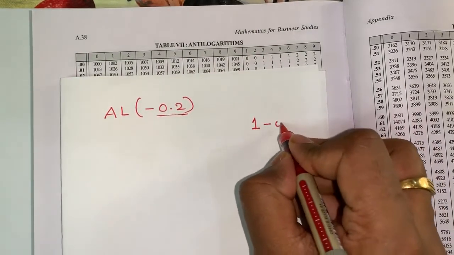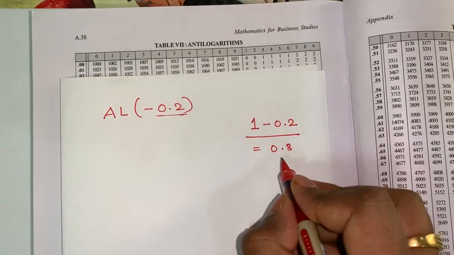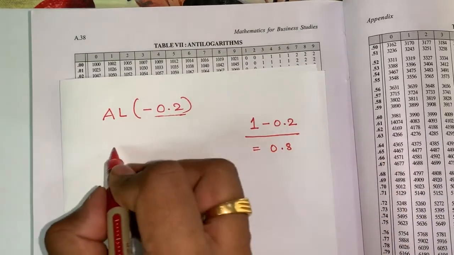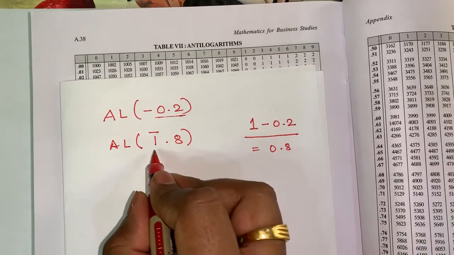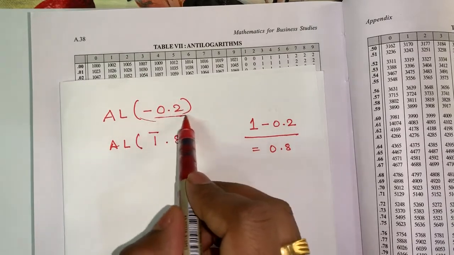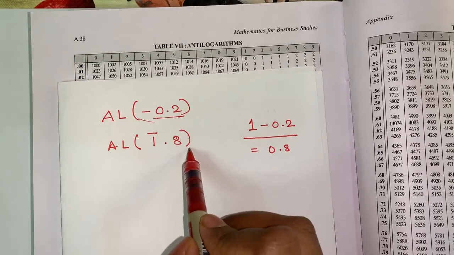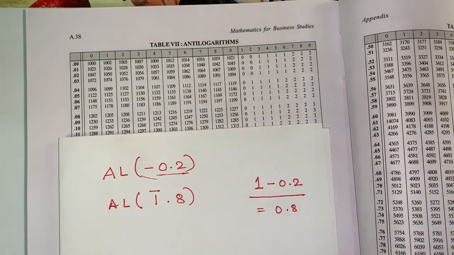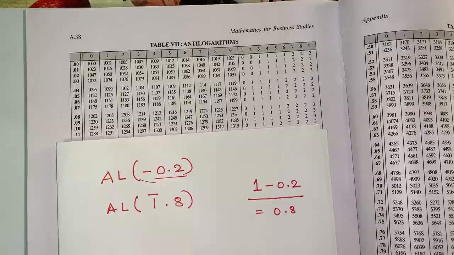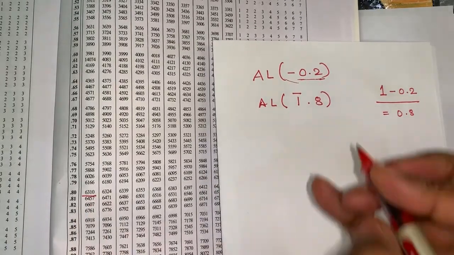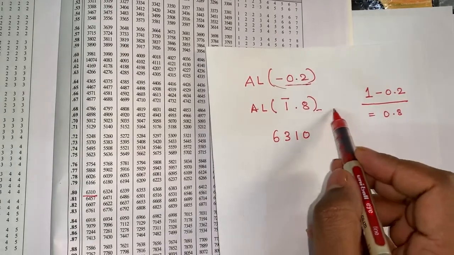Now we subtract 0.2 from the obtained digit. So what do we get? We get 0.8. Now in this 0.8, since we have borrowed 1, we write it as antilog of 1 bar 0.8. 1 bar indicates that we have borrowed 1 to make the given value positive, and as we have made the value positive, now it is positive 0.8 and 1 borrowed. So now we find the value of 0.8 in the antilog table because we look only at the digits after the decimal. In the antilog table for 0.8 we get 6310. So we write here 6310. No need to add anything because we don't have any further digits here.